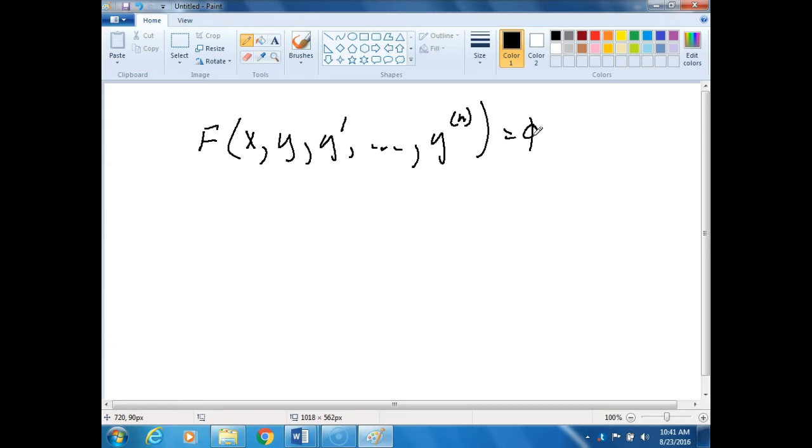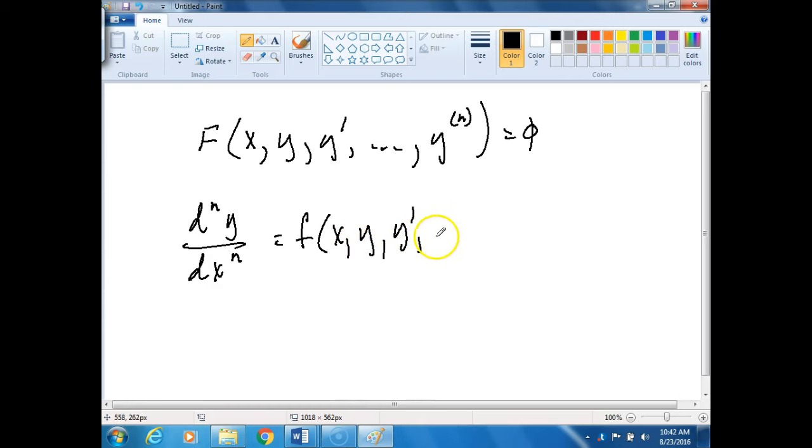Here's the differential equation: the nth derivative of y with respect to x is equal to, now I'm not going to call it capital F, call it a little f of x, y, y prime, dot, dot, dot, up to y to the n minus 1. That's the n minus first derivative of y.